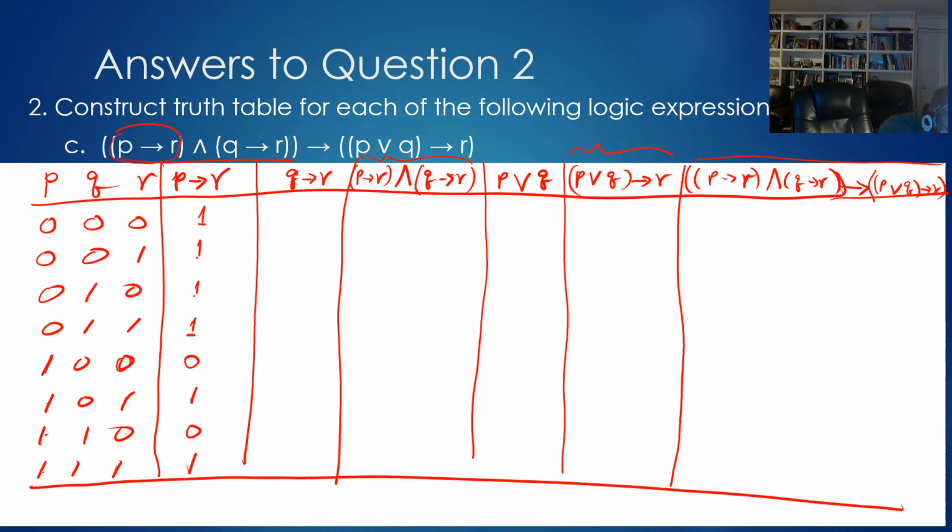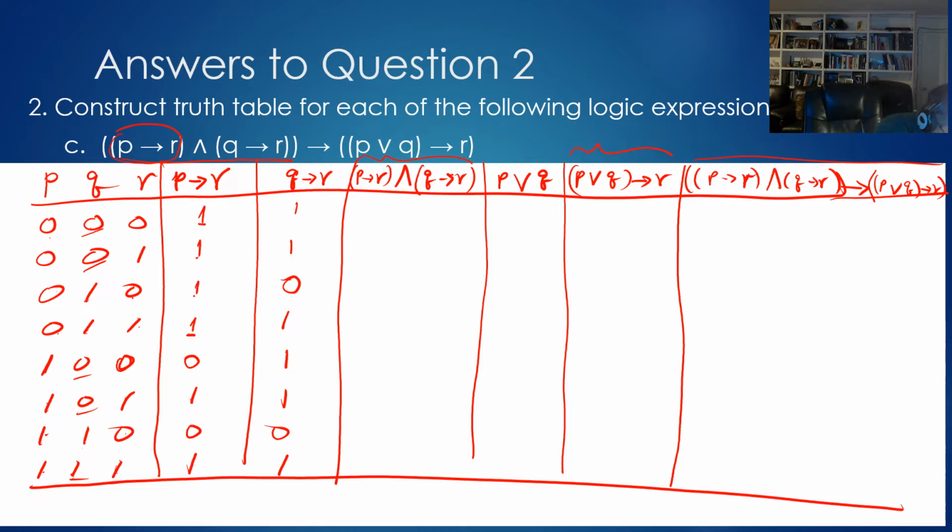Now Q implies R. All the results are going to be 1 as long as Q is 0. In this case, this will give you 1. You don't even need to think about the value of R. Now, Q is 1, R is 0, this gives you 0. Q is 1, R is 1, gives you 1. This one gives you 0, this one, 1 and 1, gives you 1.